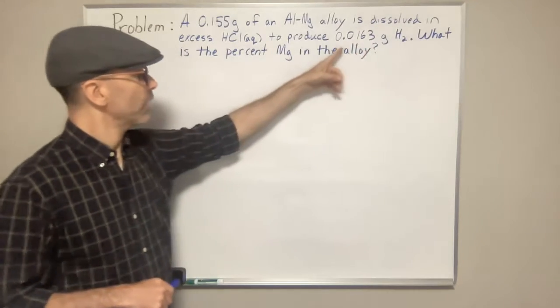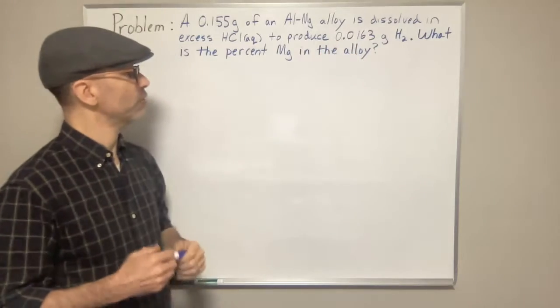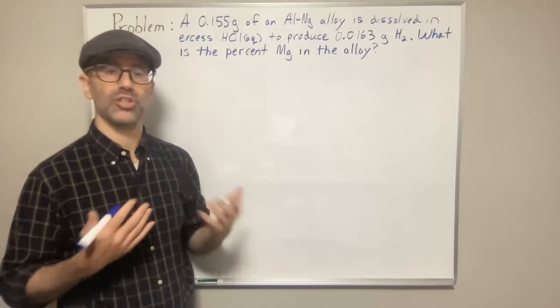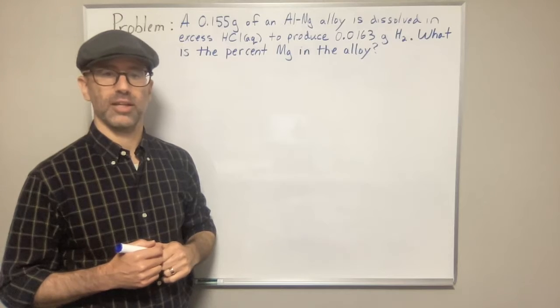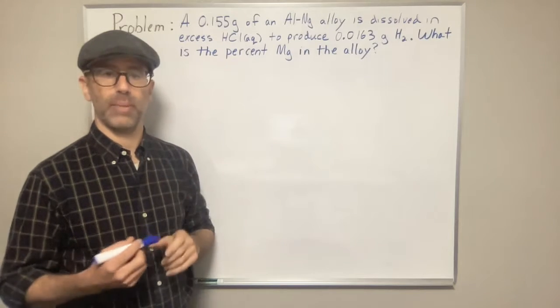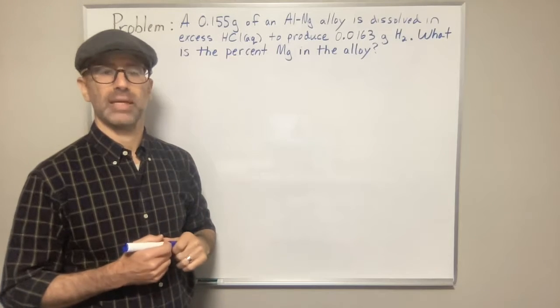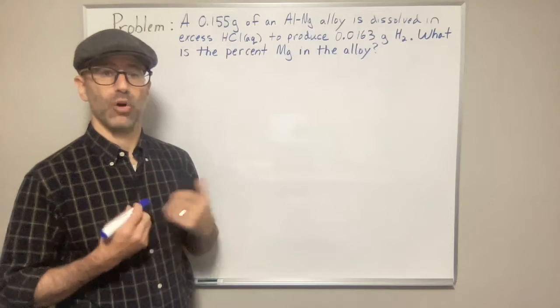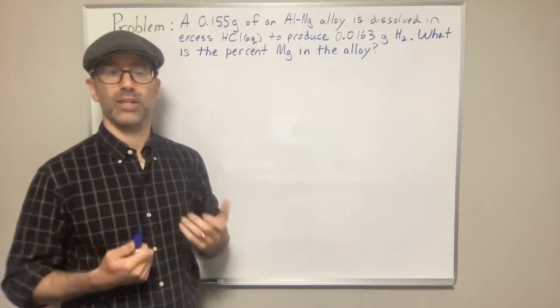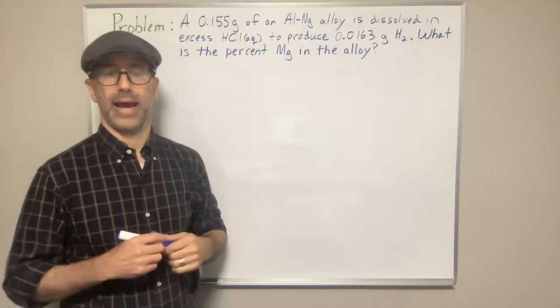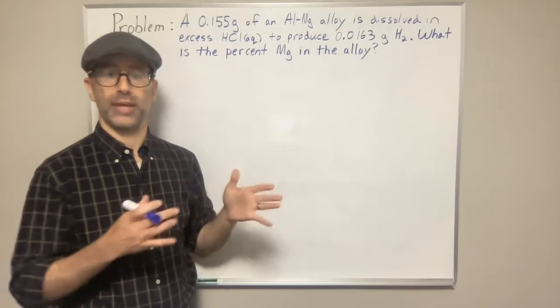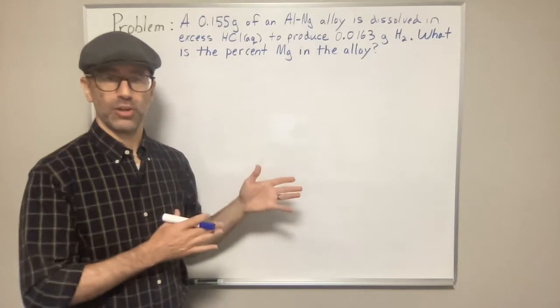So we're going to use that to help us figure out how much of each of the substances is in the alloy, aluminum or magnesium. But in this case, they just want to know the percent magnesium in the alloy. Okay, so what do we do? First of all, we need to write the reactions for aluminum with HCl and the magnesium with HCl.